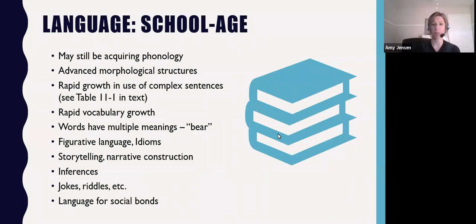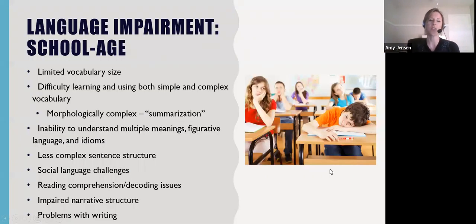Figurative language, idioms, those things become part of their language. Storytelling, narrative instruction, inferences, jokes, riddles, language for social bonds. The pragmatic piece of language expands in school age. So this is what we might see in impairment: limited vocabulary size, difficulty learning simple and complex vocabulary, inability to understand the multiple meanings of words.